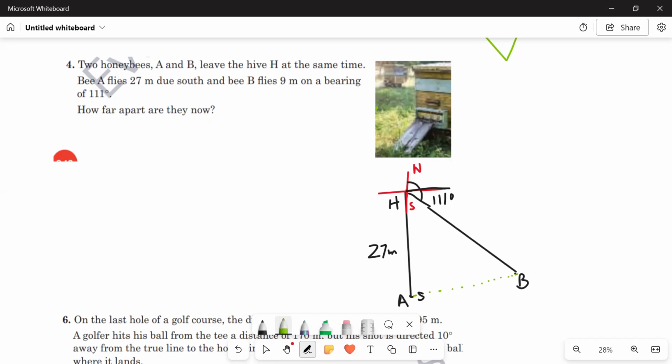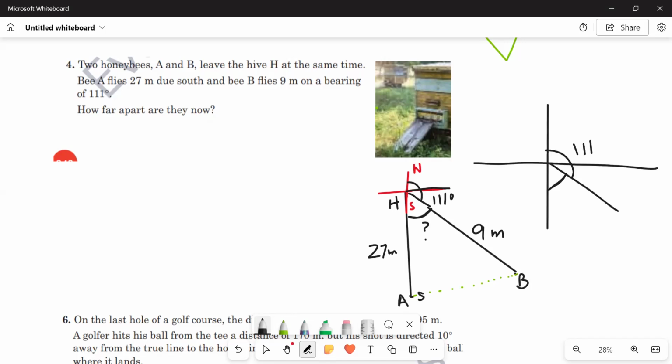So its distance from the hive is 9 meter. Now two side lengths are given. If we find this middle angle, we can easily apply cosine rule. How can we find it? If I subtract 111 from 180, because on the line, this angle is 111, right? So we can find this angle by subtracting 111 from 180.